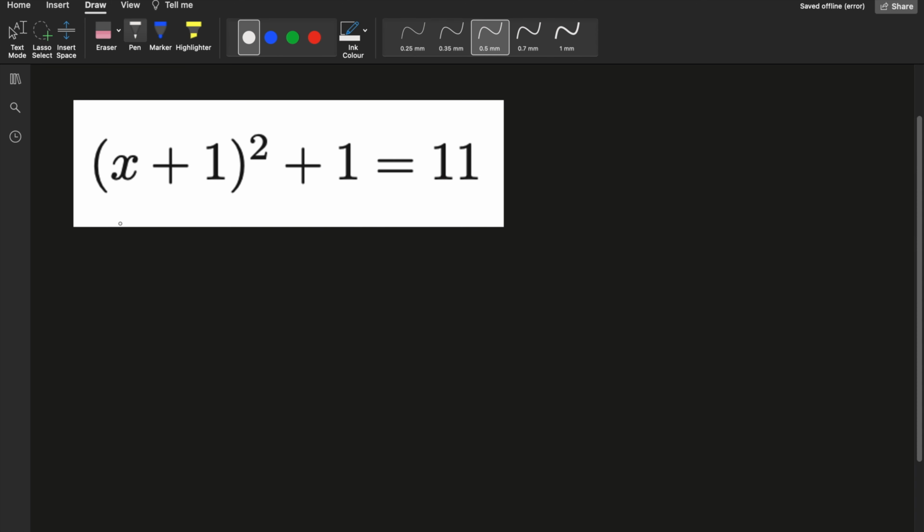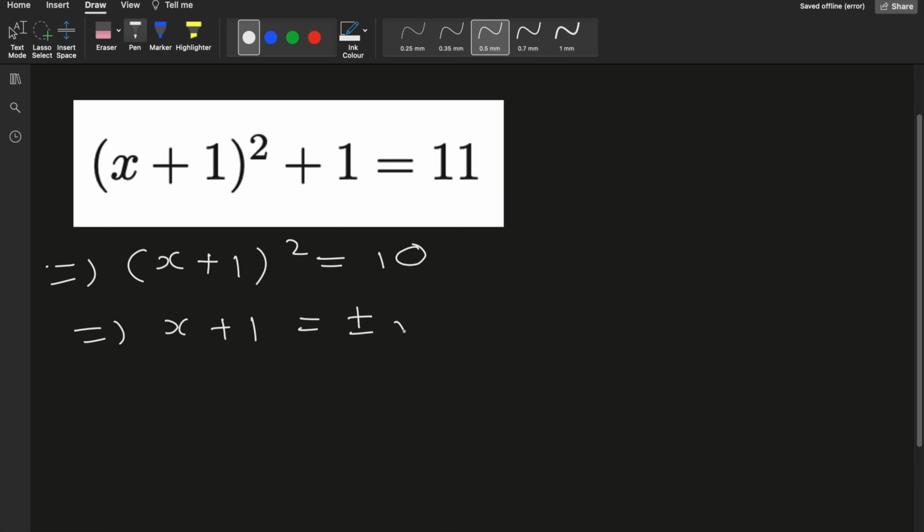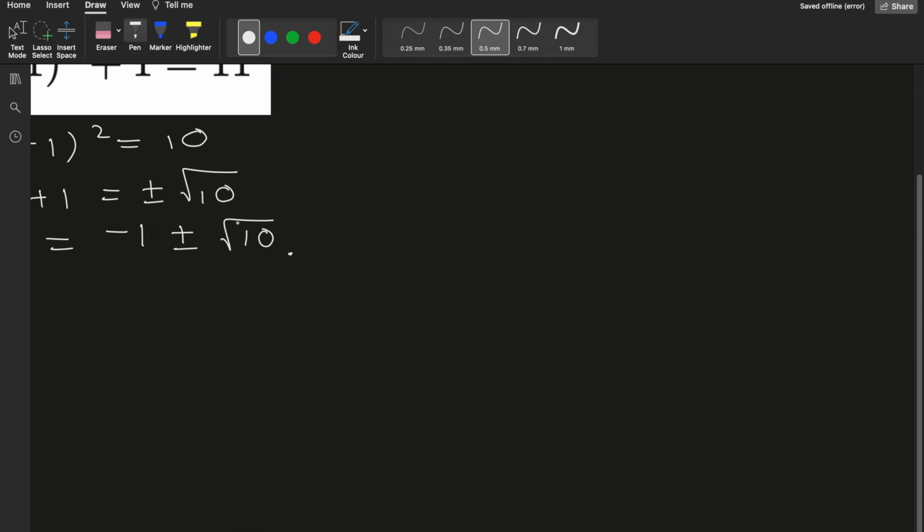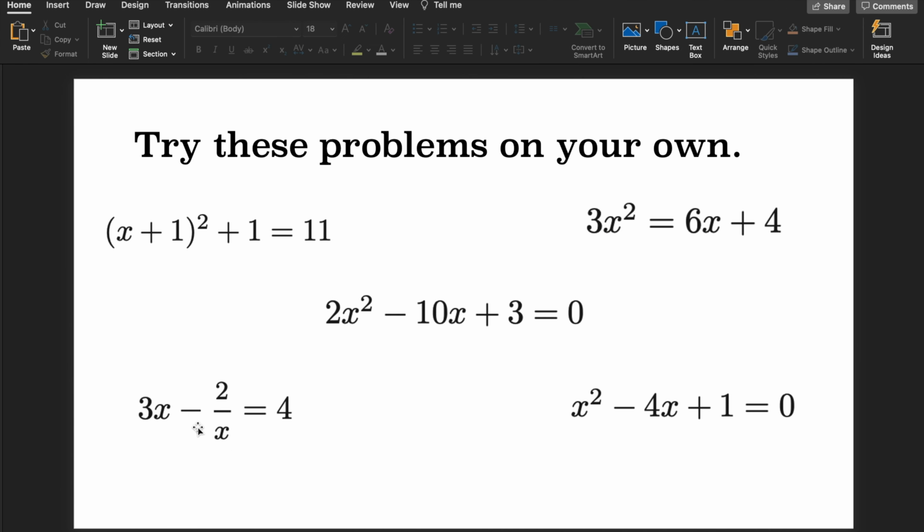So the first one, what you'll have to do is, most of the work is already done for you. All you'll have to do is transpose it to this side and just take the plus or minus square root of the answer. So this implies that x plus 1 whole squared equals 10, implies x plus 1 equals plus or minus square root of 10, implies x equals minus 1 plus or minus square root of 10. So that is how you solve this type of equation. And then let's do the next one. The next one I was planning was this one.